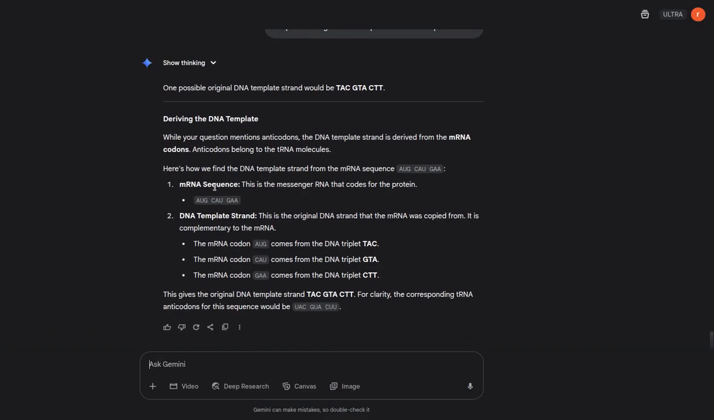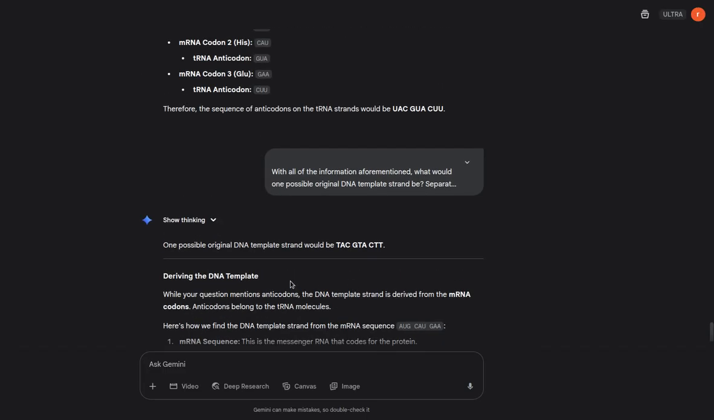Deriving the DNA template. While your question mentions anticodons, here's how we find the DNA template strand from the mRNA sequence AUG, CAU, GAA. The mRNA sequence is the messenger RNA that codes for the protein. The DNA template strand is the original DNA strand that the mRNA was copied from. It is complementary to the mRNA. The mRNA codon AUG comes from the DNA triplet TAC, and similarly for CAU and GAA. So this gives the original DNA template TAC, GTA, CTT. For clarity, the corresponding tRNA anticodons are UAC, GAU, and CUU, which we got earlier.